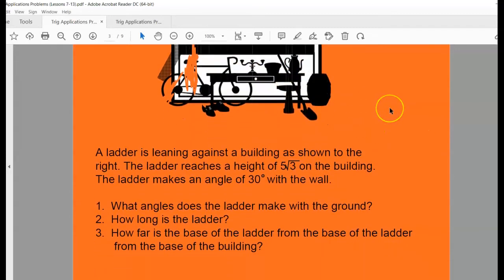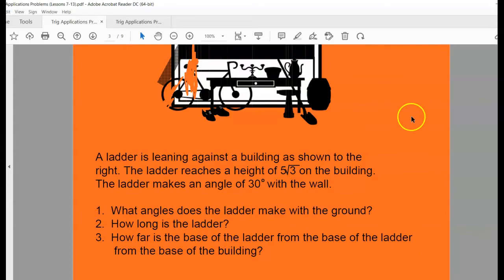Actually above here. And it says, the ladder reaches a height of 5 times the square root of 3 units on a building. And the ladder makes a 30-degree angle with the wall of the building. Let's redraw that. So we're going to say the ladder has a height, and then I'll zoom out on this when we get to it. So here's my building, let's say, and the ladder's leaning up against it, and the height is 5 root 3, and we can just leave that alone.